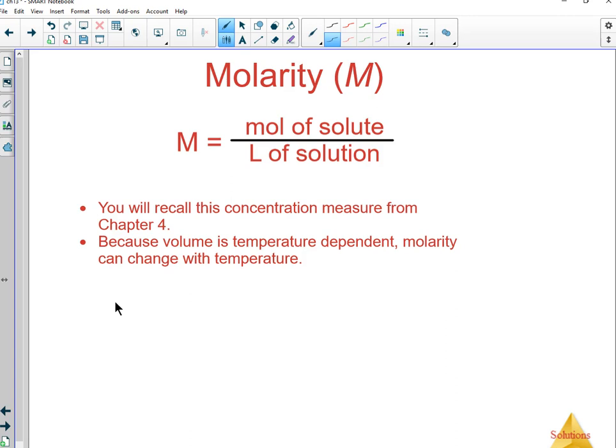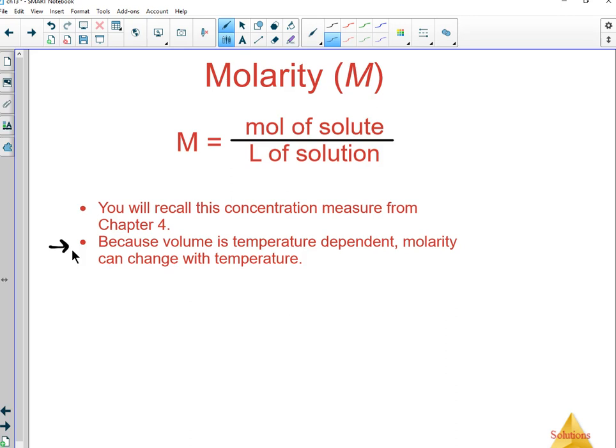Next is molarity. Once again, this is something we've done before, so hopefully you'll feel just fine about molarity. You will recall this concentration measure from Chapter 4. All right. Because volume is temperature dependent, molarity can change with temperature. This is not on your test, but I remember seeing it on last year's AP test. And I was like, you know what, you dirty dogs. That is such a minute thing to actually test. But it was on there.